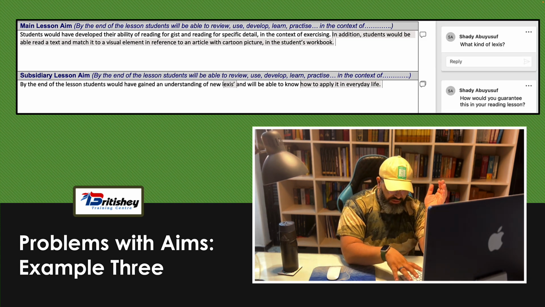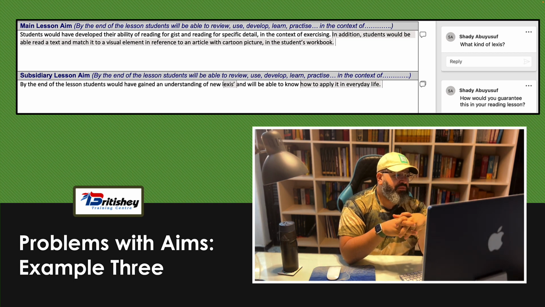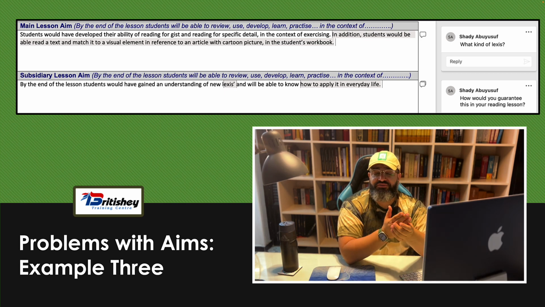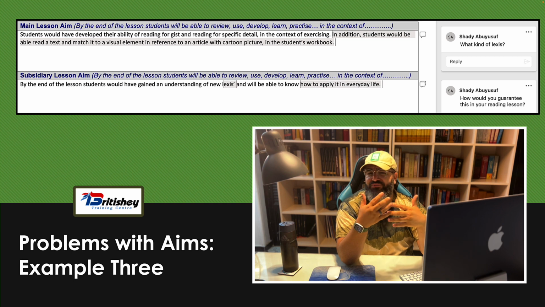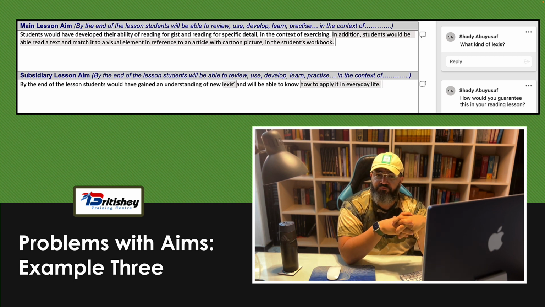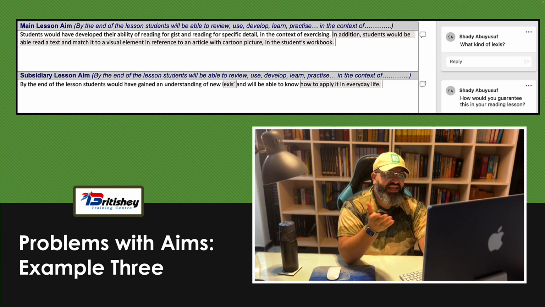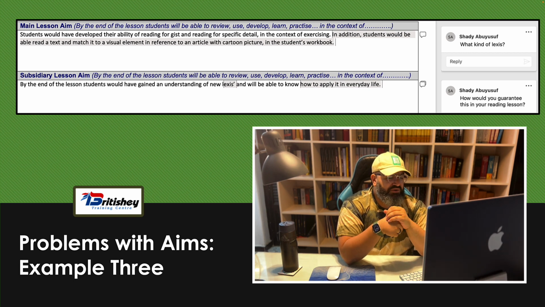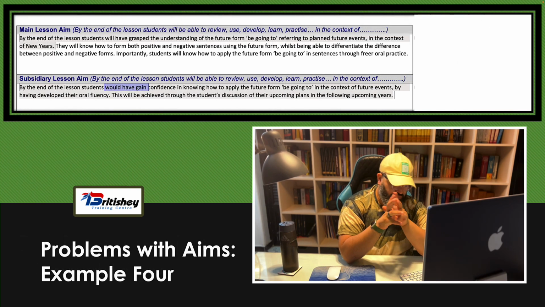Right. Now, I commented on the second one by saying, because he said understanding of new lexis, what lexis? You need to be more specific. I was talking about verbs, adjectives, and I was talking about verbs, what kind of verbs, right? In which topic? And I said, what kind of lexis here? And then how would you guarantee this in your reading lesson? It's a reading lesson, but then in a sub-aim, he's saying that they will be able to know how to apply it in everyday life, talking about vocabulary. Well, I don't know, but sounds like a bit too ambitious for a sub-aim here. Right, good.